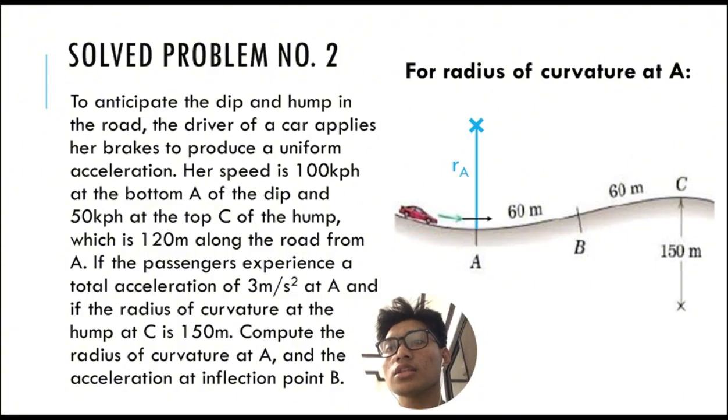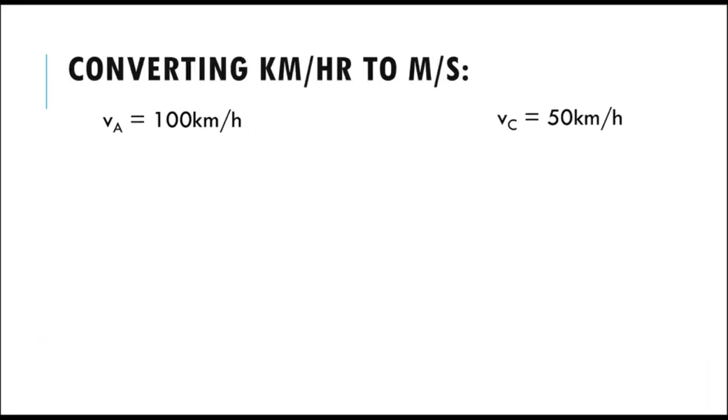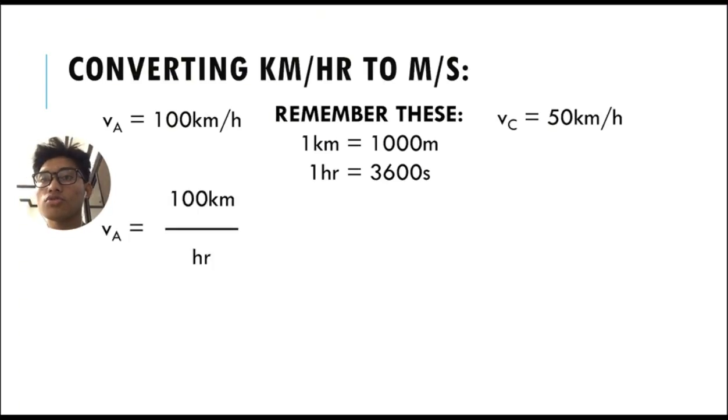Gawin natin. So, tandaan natin, meron tayong velocity dito at meron tayong velocity dito. Yung VA is equal sa 100 kph and 50 kph, or kilometer per hour. Most likely yung ginagamit na velocity is meter per second, so we have to convert them first. Remember this one: 1 kilometer is equal to 1,000 meters and 1 hour is equal to 3,600 seconds.